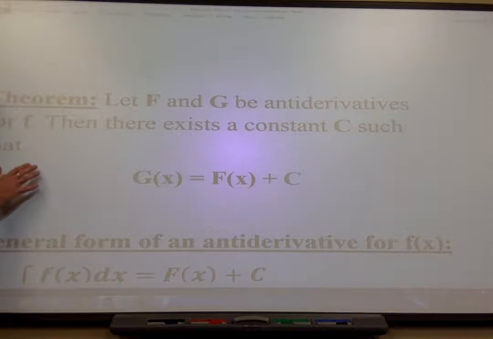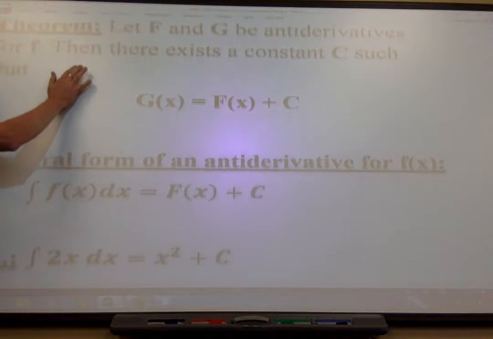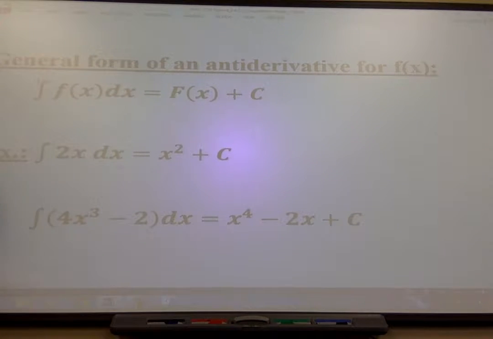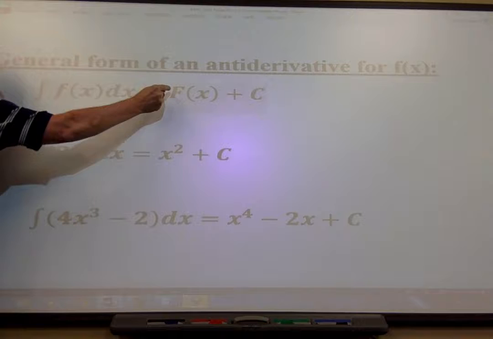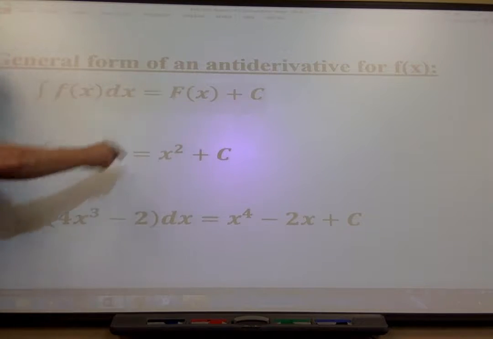Here is our notation for this. Okay? This little symbol will be called the integral sign. This little symbol looks like a thin S. That's called the symbol for integration, integral sign. If I want to take the integral of f of x dx, that is capital F, your antiderivative, plus some constant c.